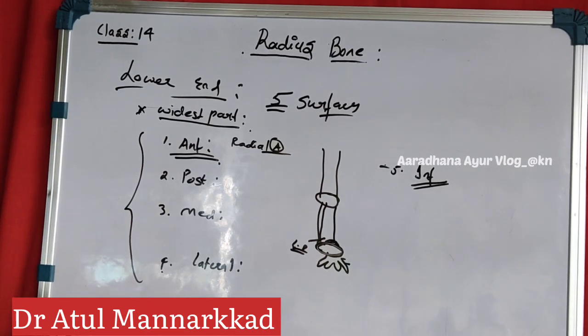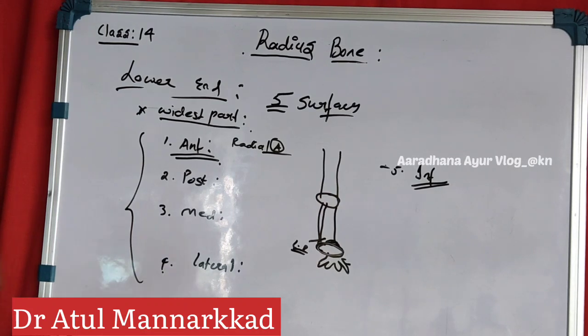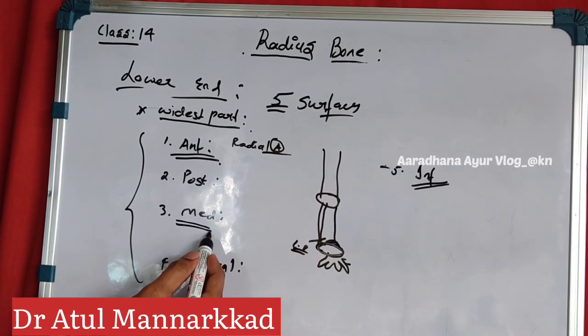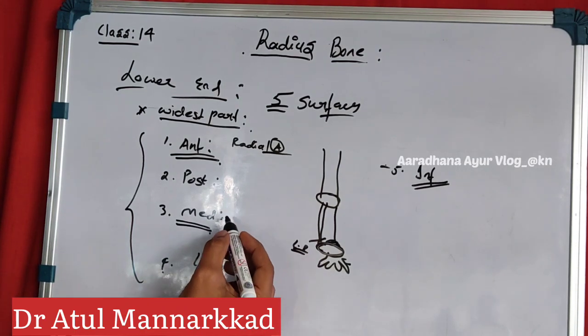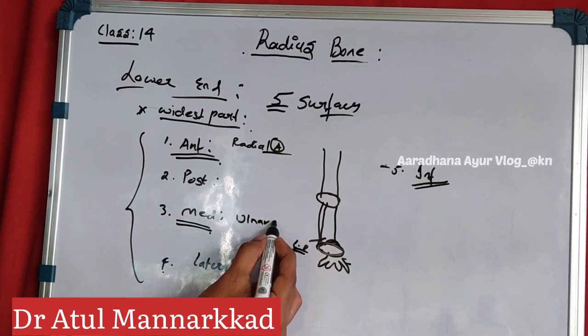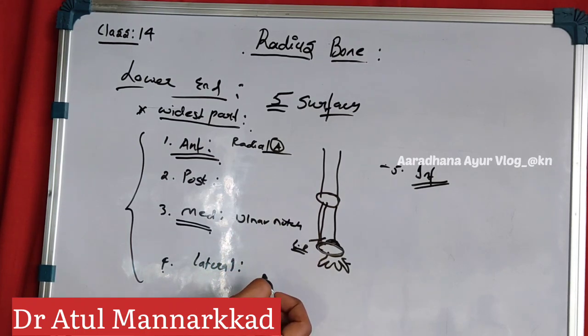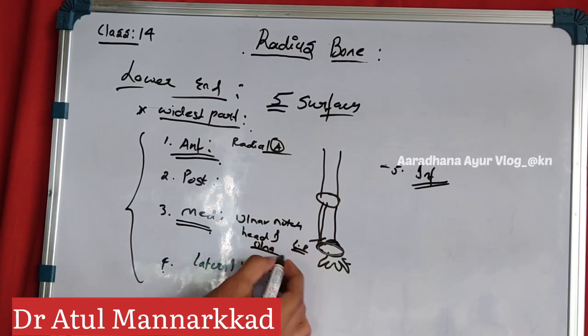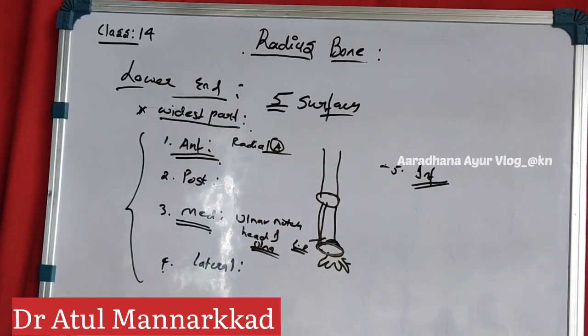Next is the medial surface. The medial surface is occupied by the ulnar notch for the head of the ulna. When we speak of the medial surface, it is occupied by the ulnar notch. The ulnar notch is present here. It is for the head of the ulna. Ulnar notch is present in the medial side, medial surface.